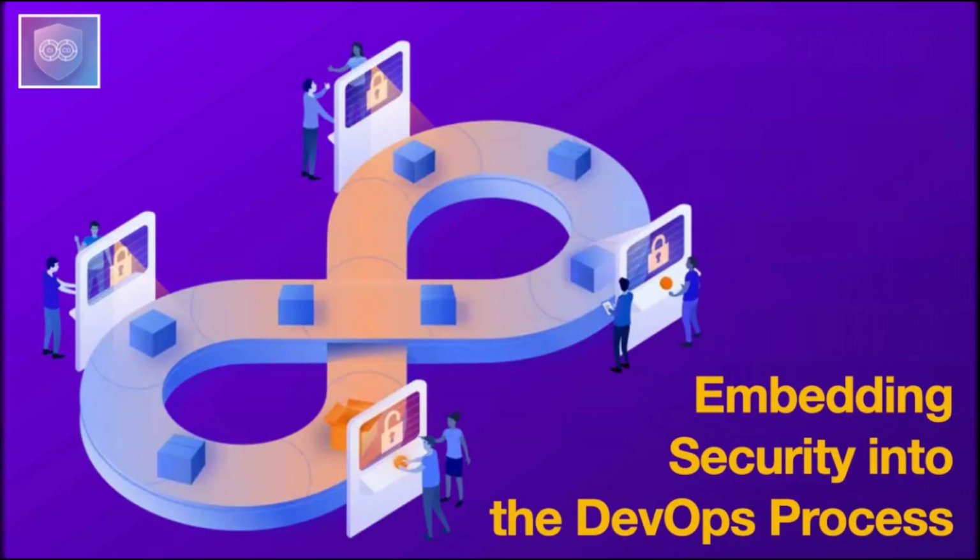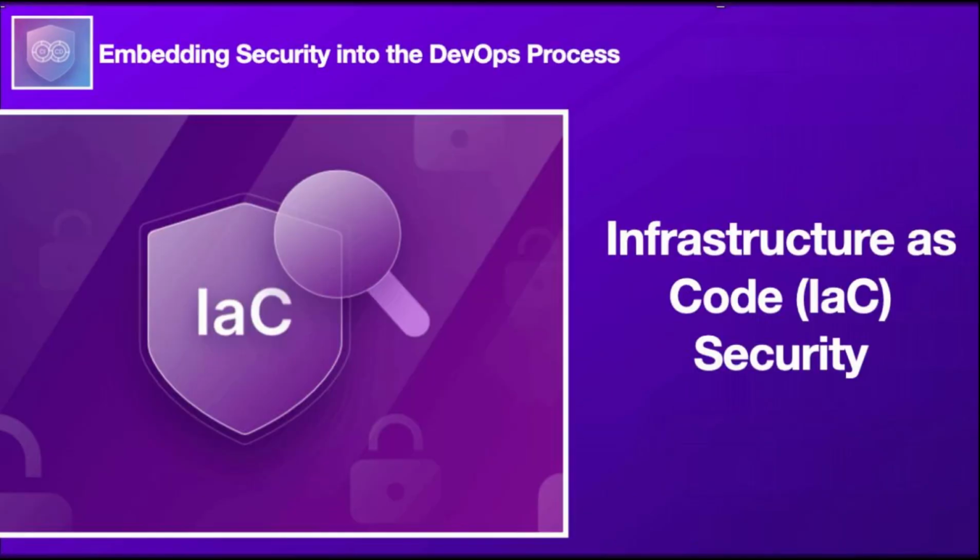Embedding security into the DevOps process. The rise of DevOps has revolutionized how software is delivered by making processes faster and more collaborative. However, this rapid pace can also expose security weaknesses if not carefully managed. Embedding security into every phase of the CI/CD pipeline is essential and can be done in the following ways.